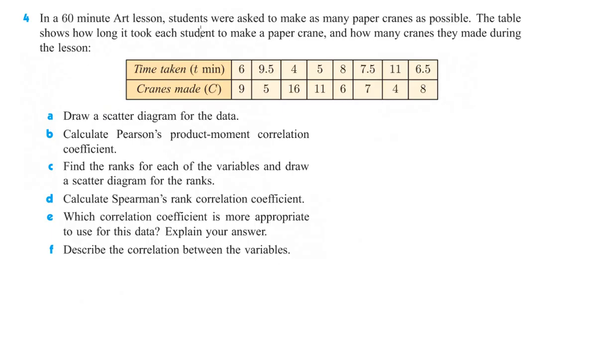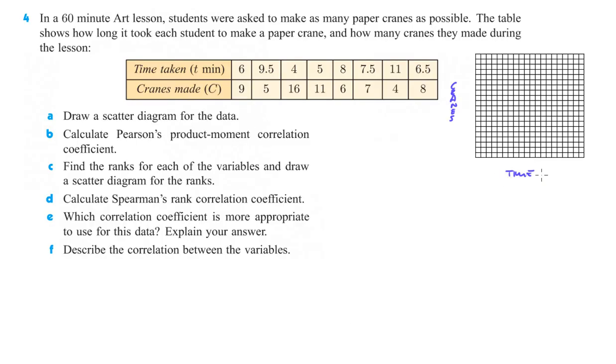In a 60-minute art lesson, students were asked to make as many paper cranes as possible. It shows how long each student took to make a paper crane and how many cranes they made during the lesson. Okay, draw a scatter diagram. Let's get ourselves a scatter diagram here. So this is our X and this is our Y. X is time, Y is cranes made. So it looks like we're anywhere between 4 and 11.